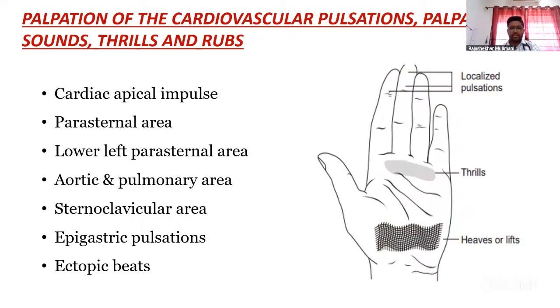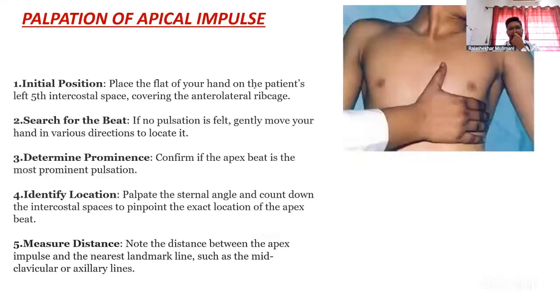So this is a traditional way of examining. The precise localization or any localized pulsations are usually better felt at the fingertips. Some thrills are usually best appreciated in the proximal metacarpal areas, and the proximal wrist or the wrist joint is used especially to palpate the parasternal heave. So how to palpate for the apical impulse?